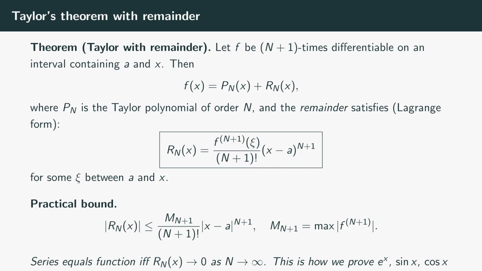Same argument for sine and cosine. Derivatives are bounded by 1, factorial in the denominator wins. Equality for every real x. That's the rigor we needed. Taylor's theorem with remainder is what makes Taylor series more than formal manipulation. It tells you by how much the polynomial differs from the function, and it tells you exactly when it converges.